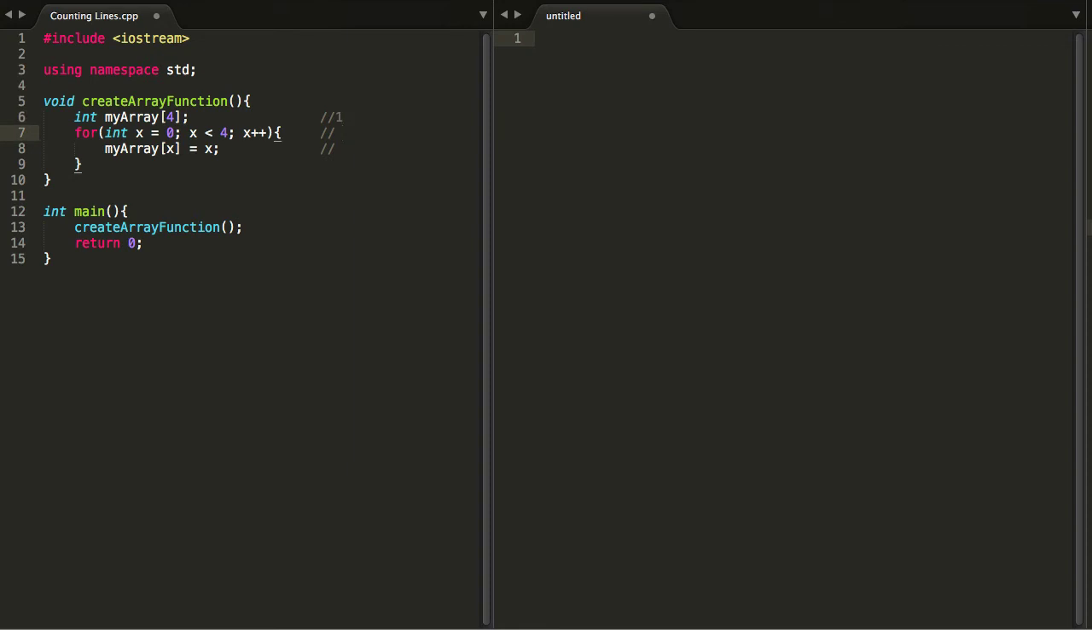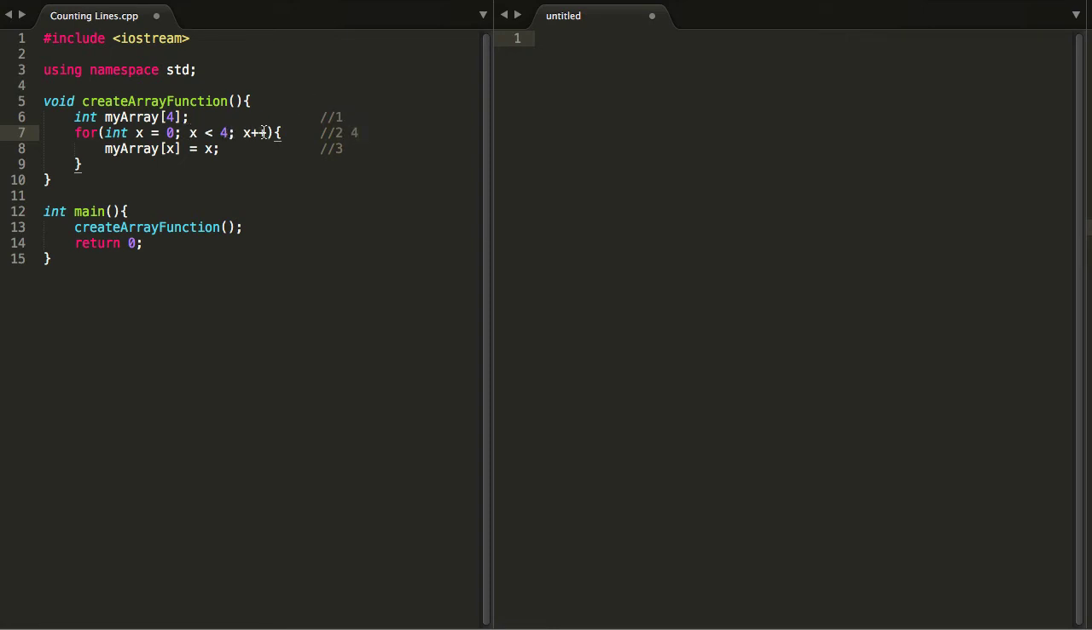And then next, it's going to read this for loop, and that's going to be the second line it reads. And x in this situation is starting at 0, and continues while x is less than 4. So x is 0, then it makes location 0 equal 0 in this case. So that's our third line it's going to read. And then it's going to go back up here, and that's going to be the fourth line it's going to read. It's going to check and make sure that x is still less than 4.